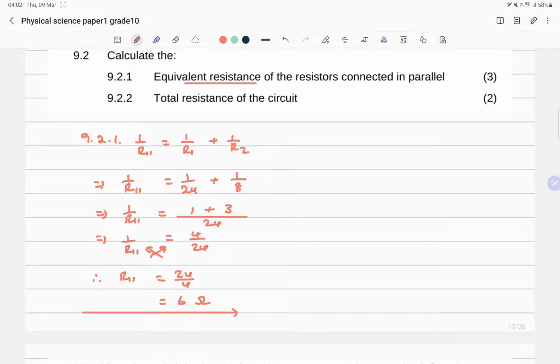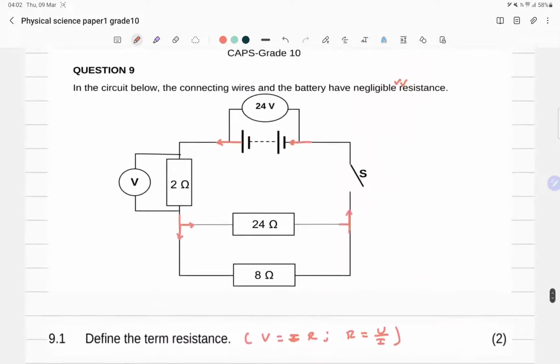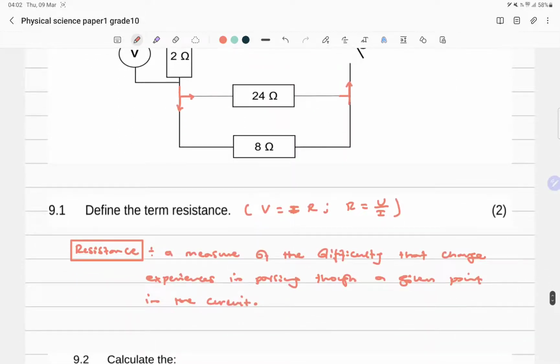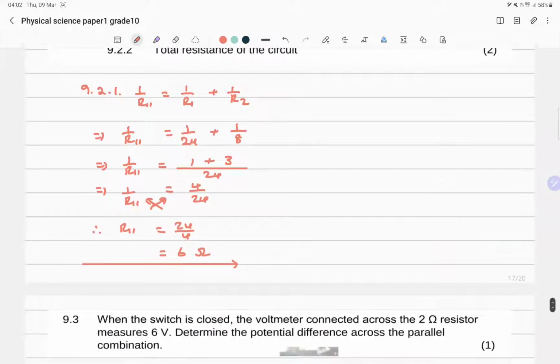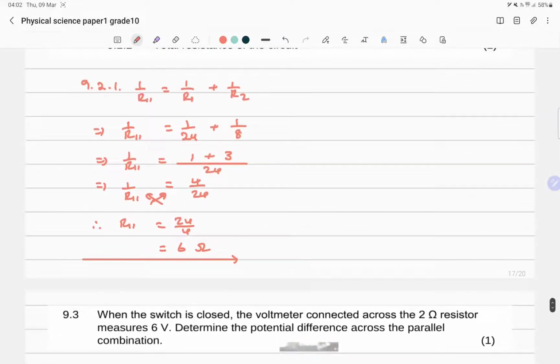So do you see the value of the effective resistance is smaller than the smallest of the two? It's always like that. If you ever get anything else, it's wrong, okay? Whenever you're doing R parallel, it should be smaller than the smallest of those two resistors.